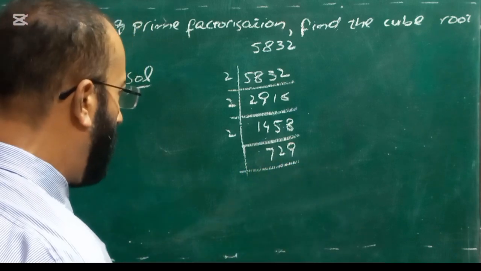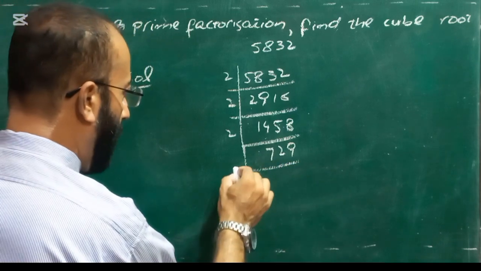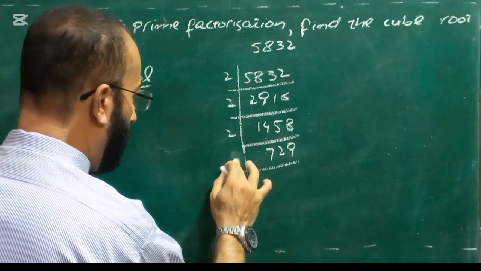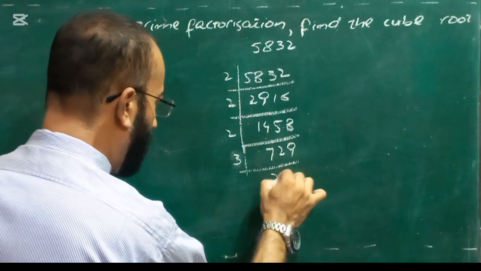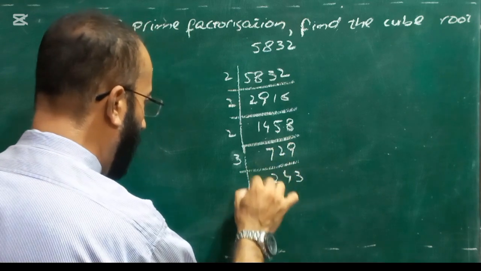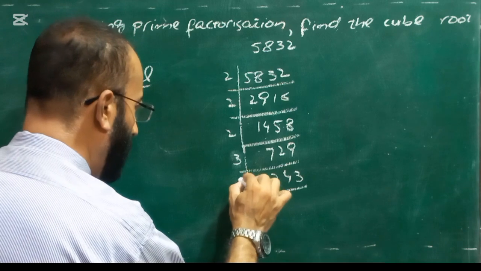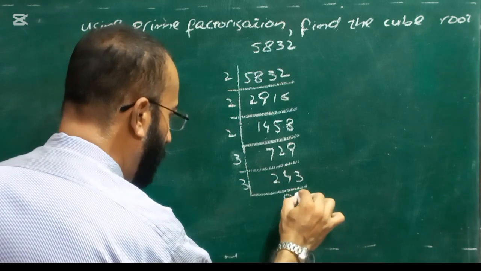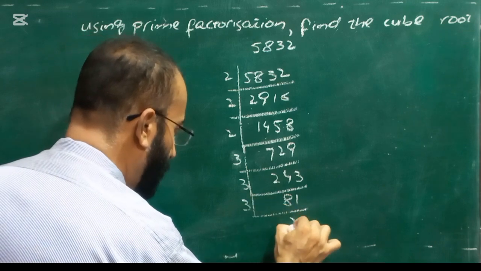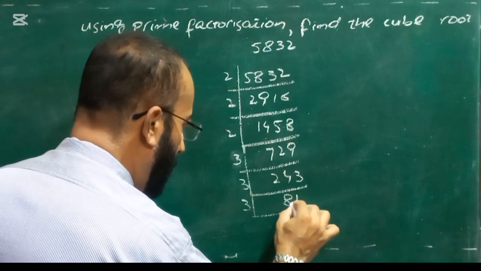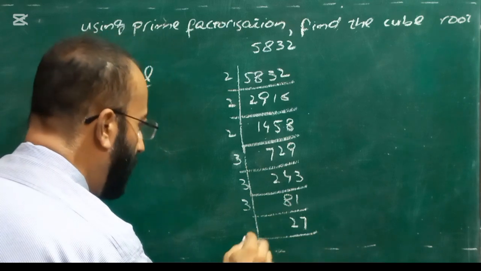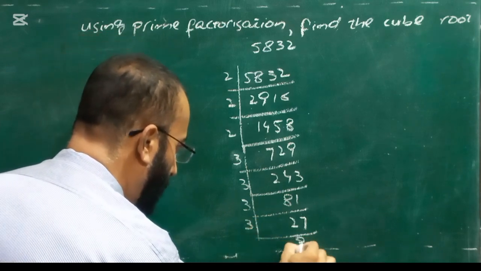So here it will come in 3's table. So 3 2's are 6, 3 4's are 12, 3 3's are 9. Again in 3's table, so 3 8's are 24, 3 1's are 3. Again in 3's table, so 3 2's are 6 and 3 7's are 21. Again in 3's table, 3 9's are 27.